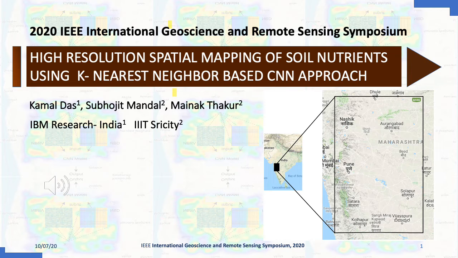This paper presents a feasible approach for developing a high resolution spatial map of the soil nutrients based on a k-nearest neighbor based convolutional neural network model. Our CNN based approach is appropriate for mapping soil nutrients because of its ability to predict the soil nutrient value at less computational expense and with real-time processing capabilities, unlike the traditional geostatistical methods.